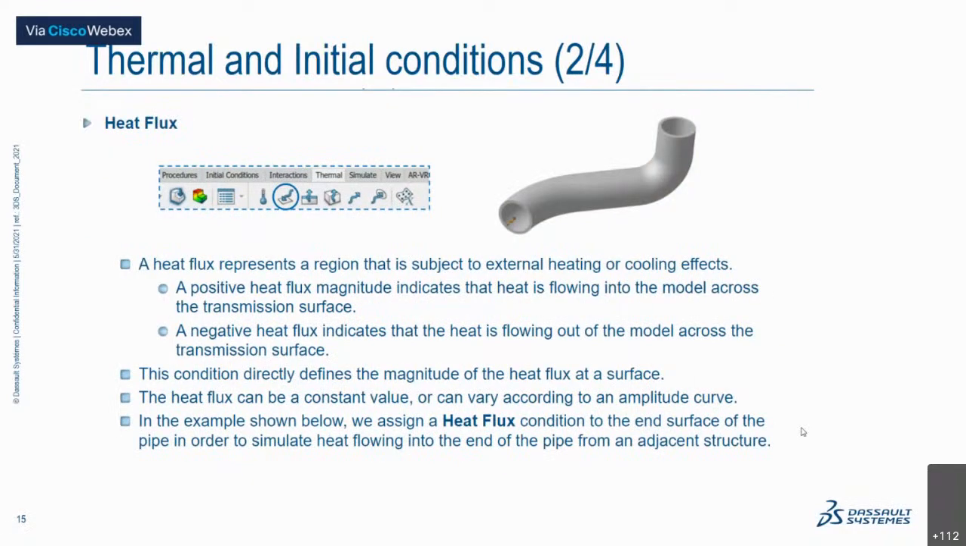The next thermal condition that we have is heat flux. Heat flux basically represents a region that is subjected to external heating or cooling. A positive heat flux means that heat is flowing into the model, and a negative heat flux indicates that heat is flowing out of the model. So, based on the value you give in your heat flux window, if it's a positive one, it's heat flowing into the system, and if it's a negative one, it's heat flowing out of the system. Again, in this case, you could either give a constant value or an input of an amplitude curve. So the user has the option of giving an input based on their requirement.